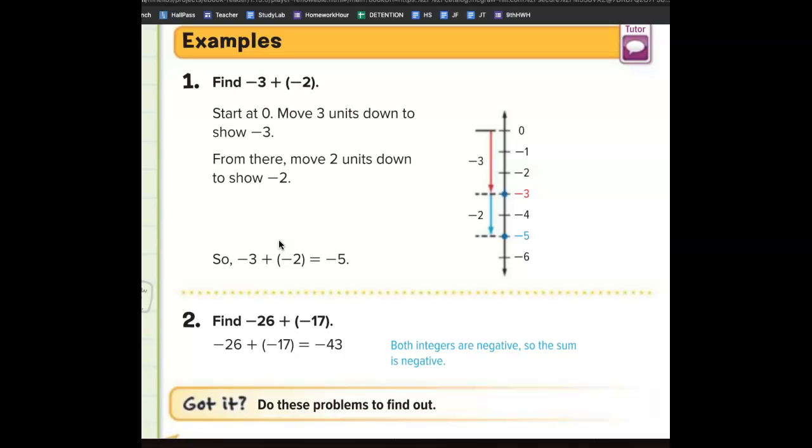Okay, let's look at number 2. -26, -17. Do they have the same sign? Yes. Okay, so we find the sum. So we're going to add them. What is 26 and 17? If you don't know, write it out vertically. They tell us it's 43, and I keep my sign.